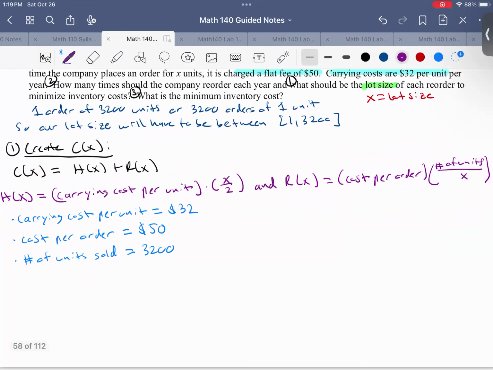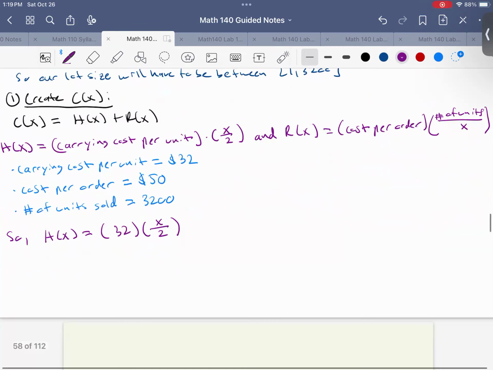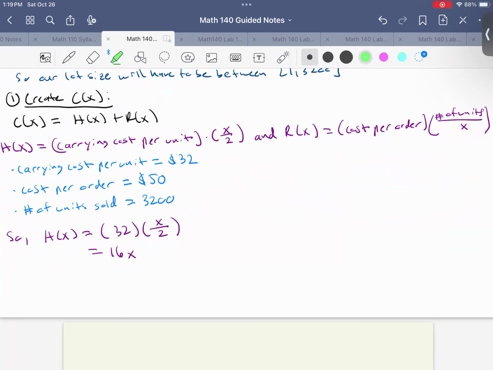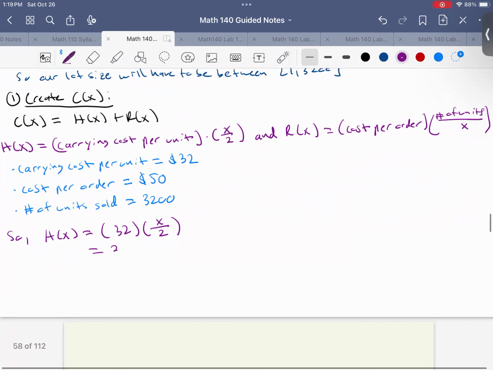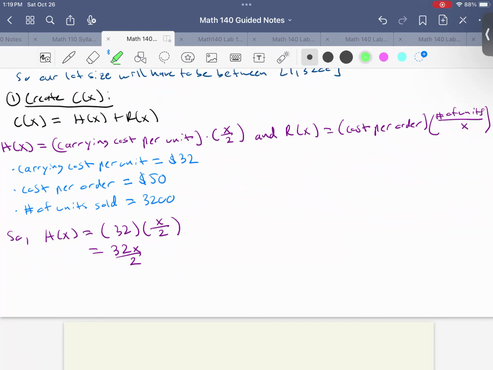So H of X, our carrying cost, is going to be 32 times x divided by 2. And then that just equals 16x because, well, excuse me, let's go ahead and write this out. So this would be 32x over 2, and that's like saying 32 divided by 2. So this ends up being 16x. So that is our carrying costs.